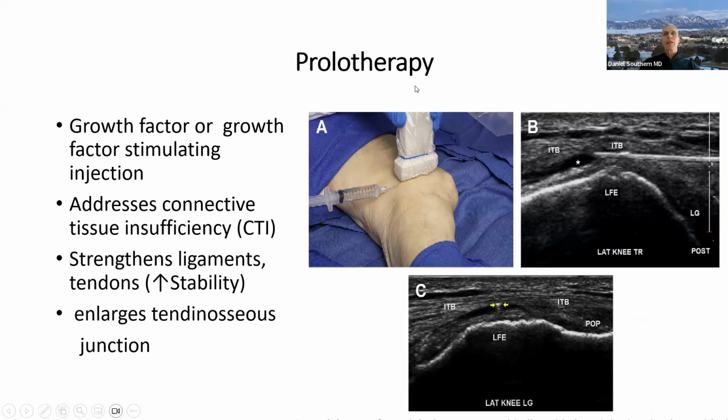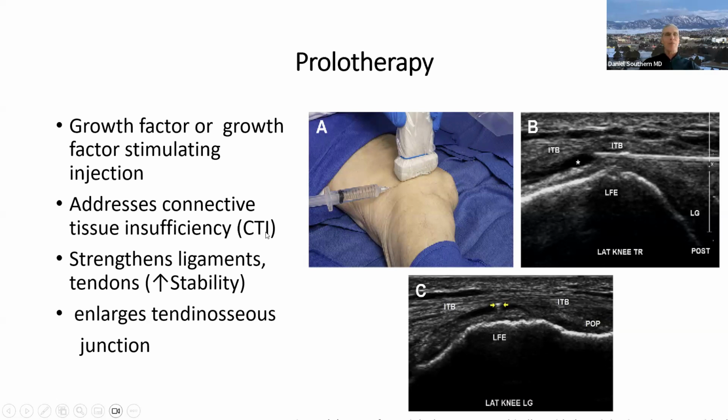But what we do in my clinic is we inject your repair cells. We are injecting bone marrow. We are injecting platelets. But prolotherapy has been around a long, long time. This is not magic. It's not voodoo. It works. And prolotherapy is a growth factor or growth factor stimulating injection. It addresses connective tissue insufficiency, CTI.